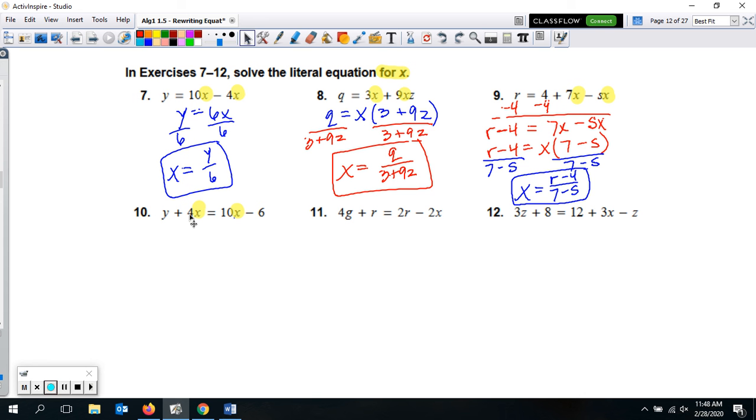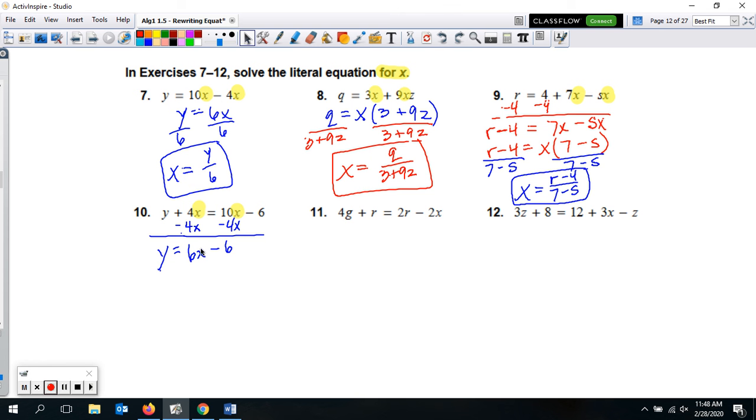So I'm going to subtract 4x. Move the 4x to the other side. Subtract 4x from this side, it cancels it out. Subtract 4x from the other side. And so now I get y on this side by itself, y equals, and here 10 minus 4 is going to give me a 6x minus this 6 on the right side.